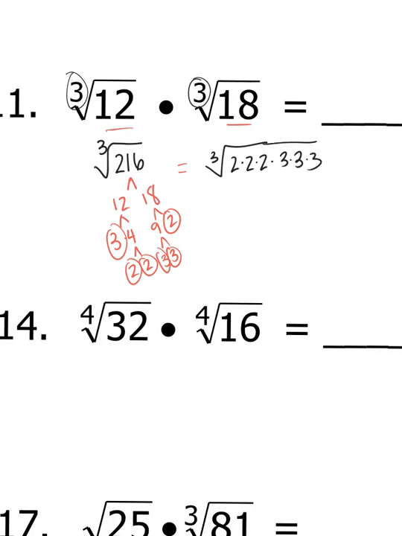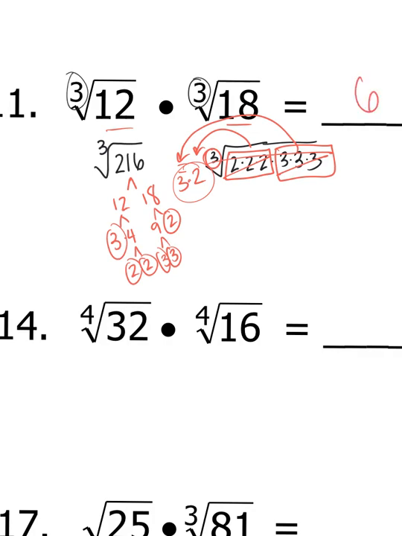I say nice because I noticed that I have a cubed root, so I need groups of 3. Here's a group of 3. Here's a group of 3. I have nobody left on the inside of that radical, so that means I don't need the radical anymore, and my answer, I multiply those back together, is just plain old 6.